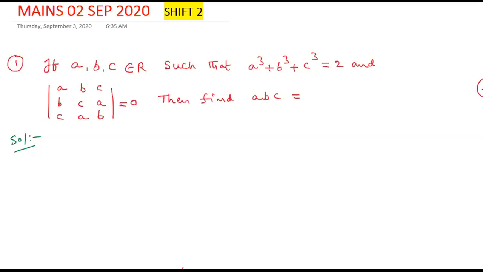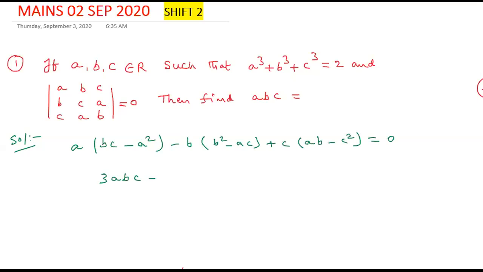Now expand the determinant, that is, we get a into (bc minus a square) minus b into (b square minus ac) plus c into (ab minus c square), that is equal to 0. Calculate this, we get 3abc minus a cube minus b cube minus c cube is equal to 0.